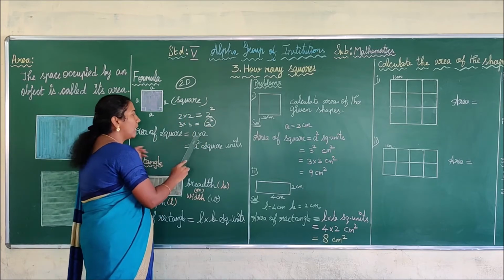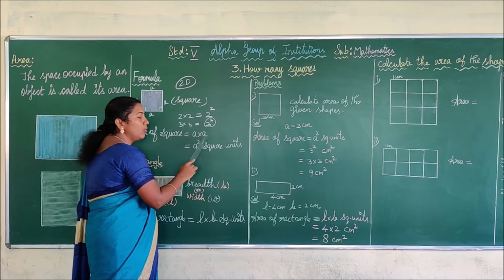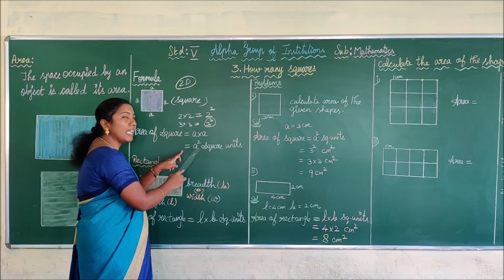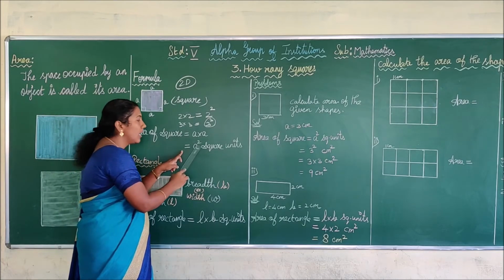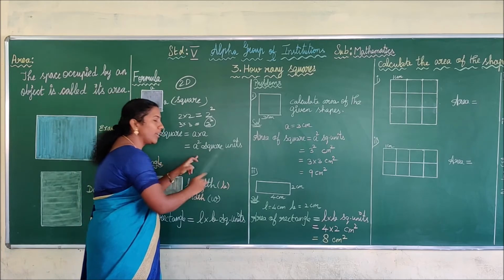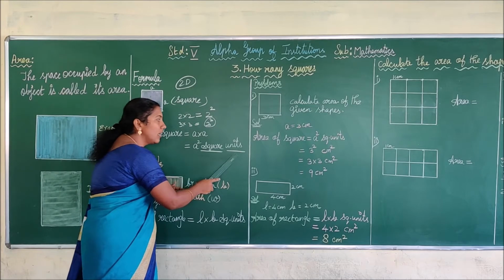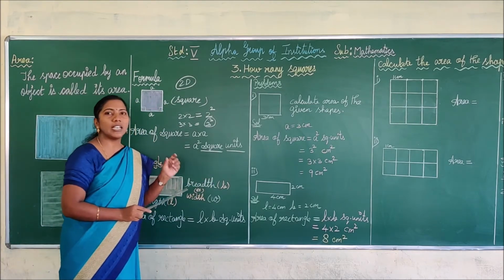Like that, here we are multiplying the two sides of the square, that is A into A, to get the area of the square. So shortly we write A square. That is, the formula for the area of a square is A square units. What about the square units? What are units? In Tamil they say alagugal. Square units means sadura alagugal.